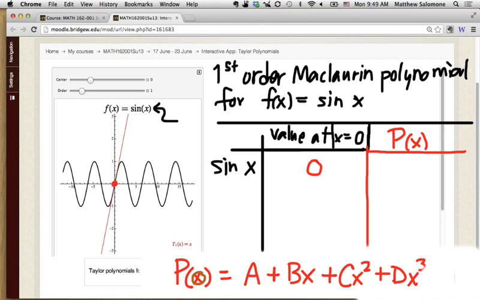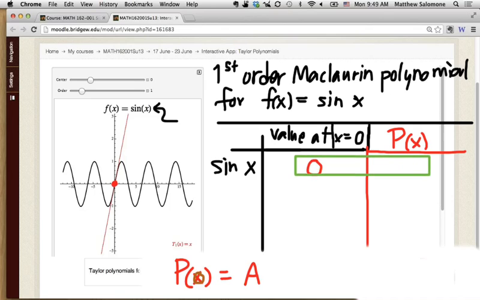Yeah, exactly. If I put a 0 in here for x, then every term which has x as one of its factors is going to disappear. So p of 0 is going to just be a. Which means, up in my table up here, up in the chart that I'm starting to construct, if I want p of 0 to equal 0, what does that tell me about my Maclaurin polynomial?